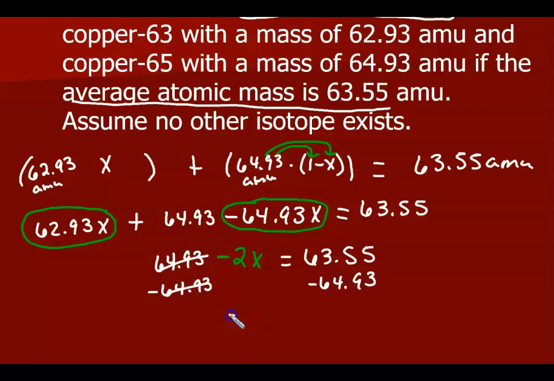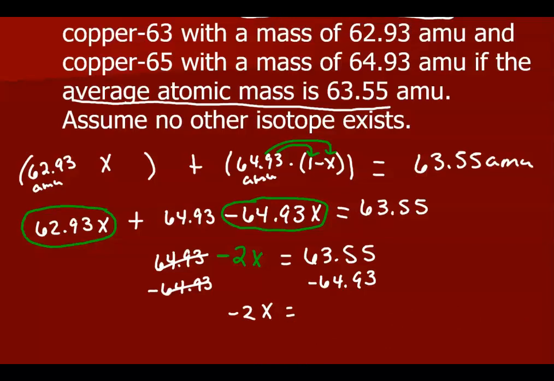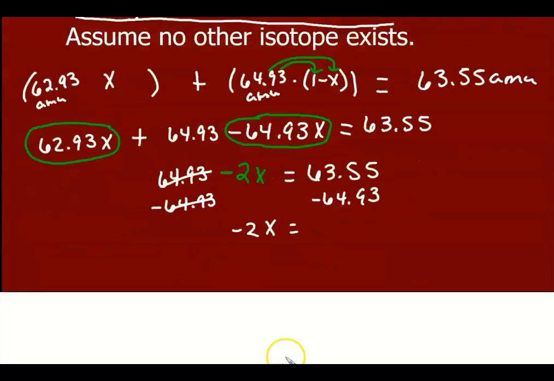So now we've got negative 2x. Well, I've lost my green. That's okay. Let me move this up a little bit. Okay, if I do this math, I am going to get a negative here.